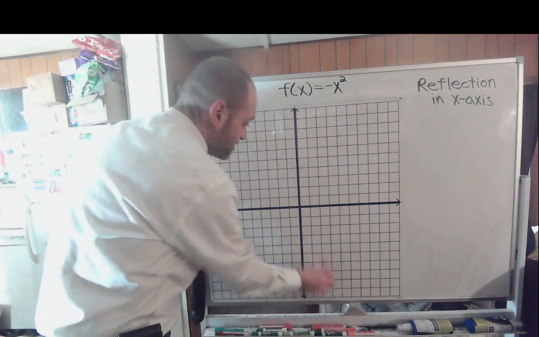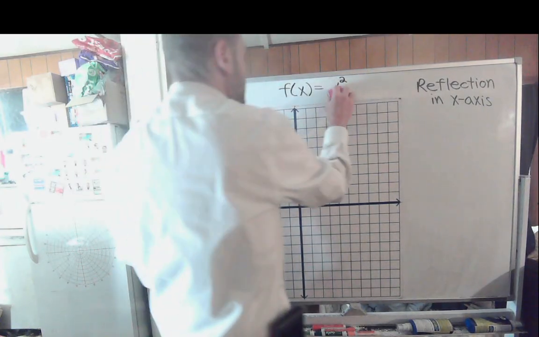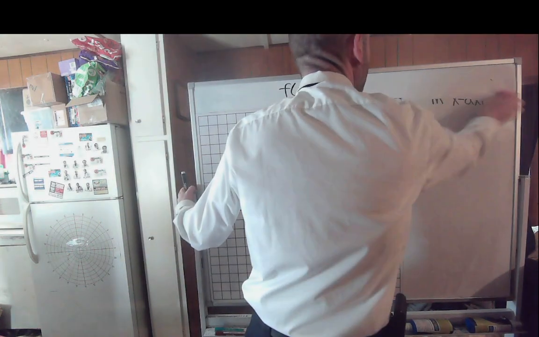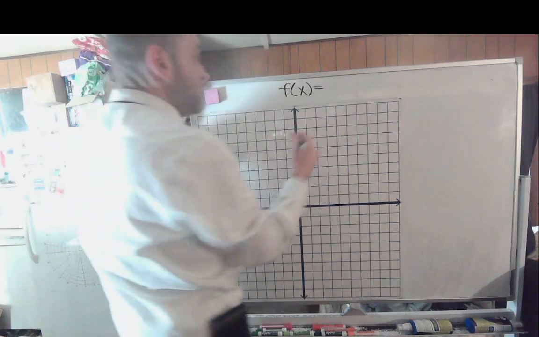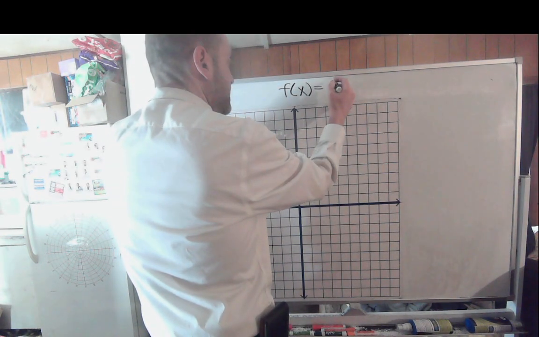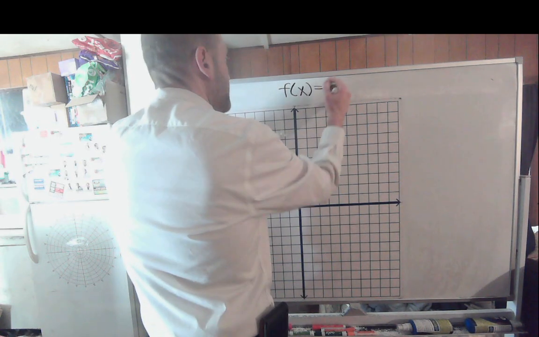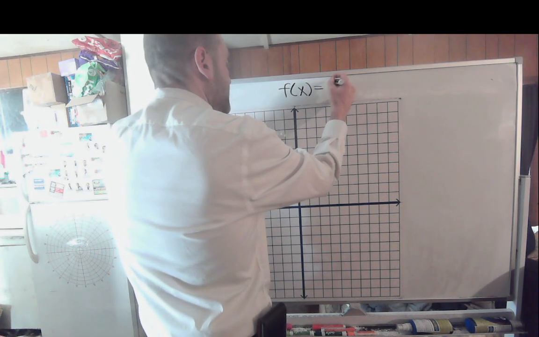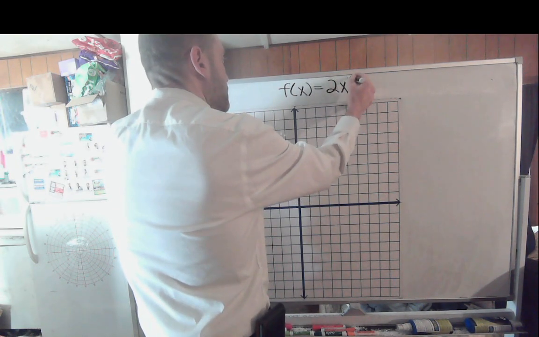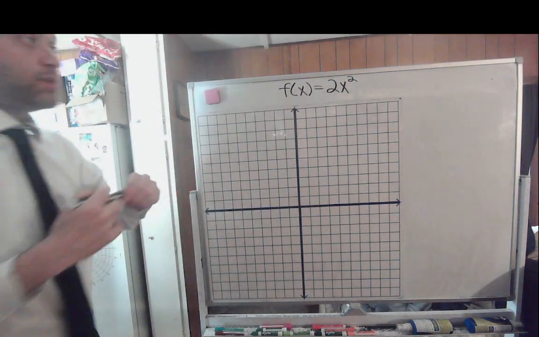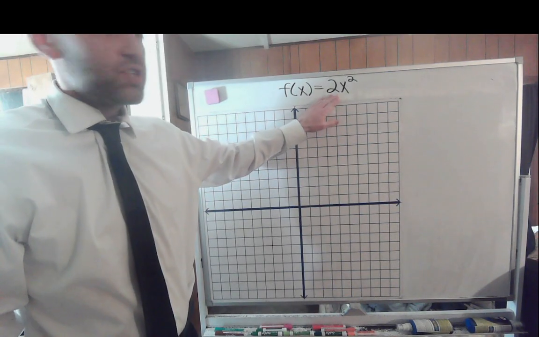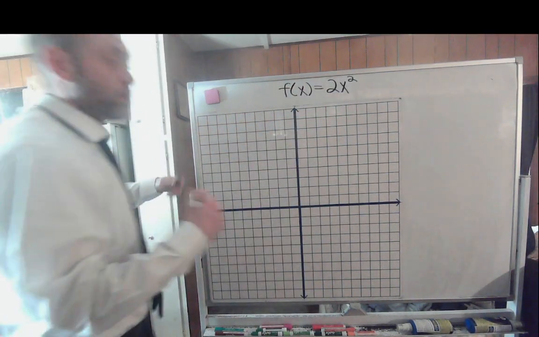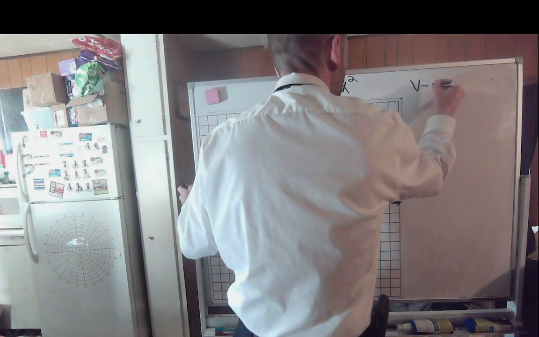All right, let's do some shrinking and stretching here. Now, let's say I have f of x equals 2x squared. So I have the coefficient on the x squared being 2. This is a vertical stretch of 2.